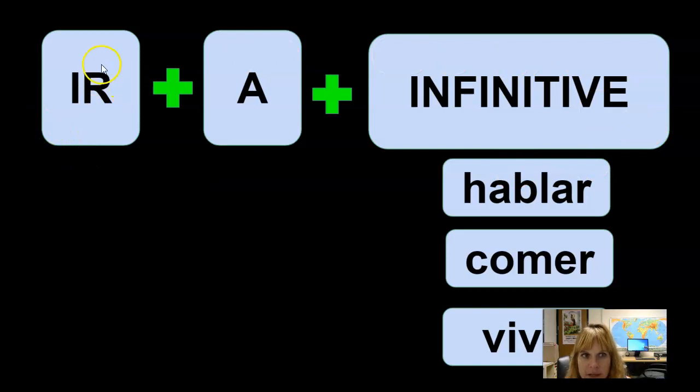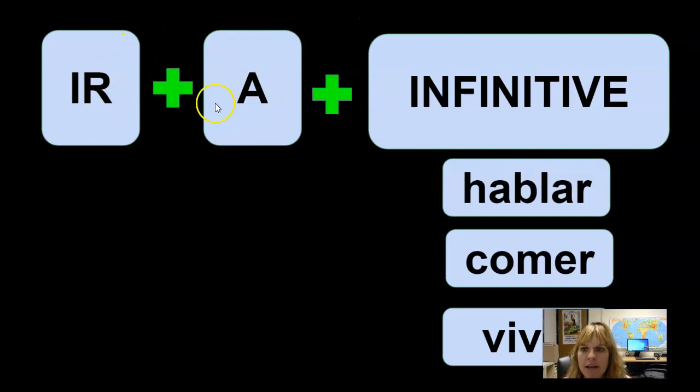So just as a reminder, ir plus a plus the infinitive. Once you've conjugated ir, you can't conjugate another verb. You can't say yo voy a hablo. I am going to, I speak. So you conjugate the verb ir, voy, vas, va, vamos, vais, van. You always have an a after it because you're going to somewhere. And a means to someplace.